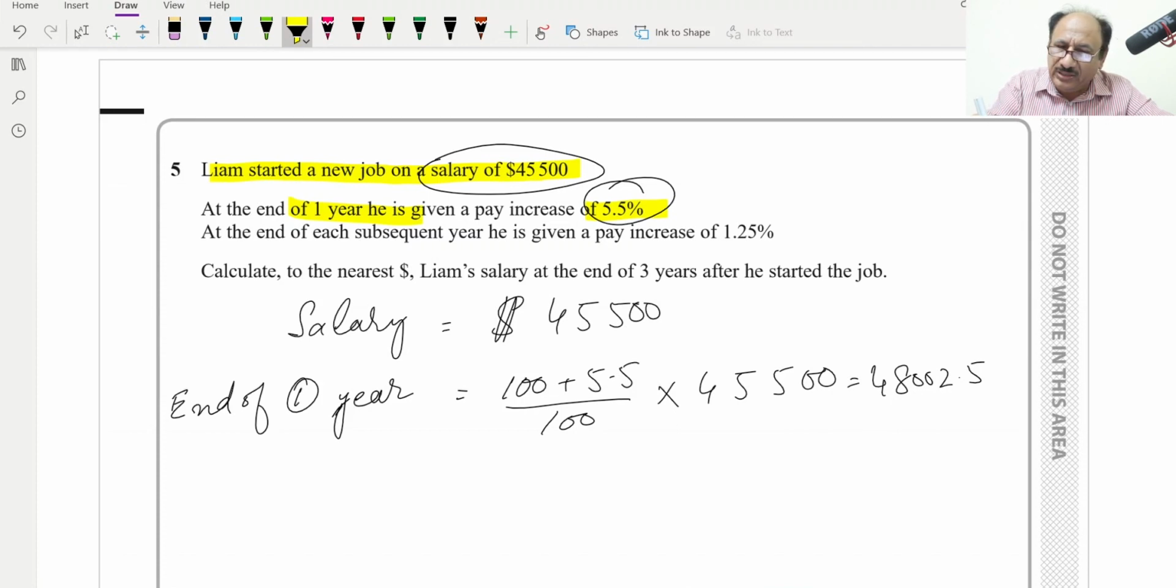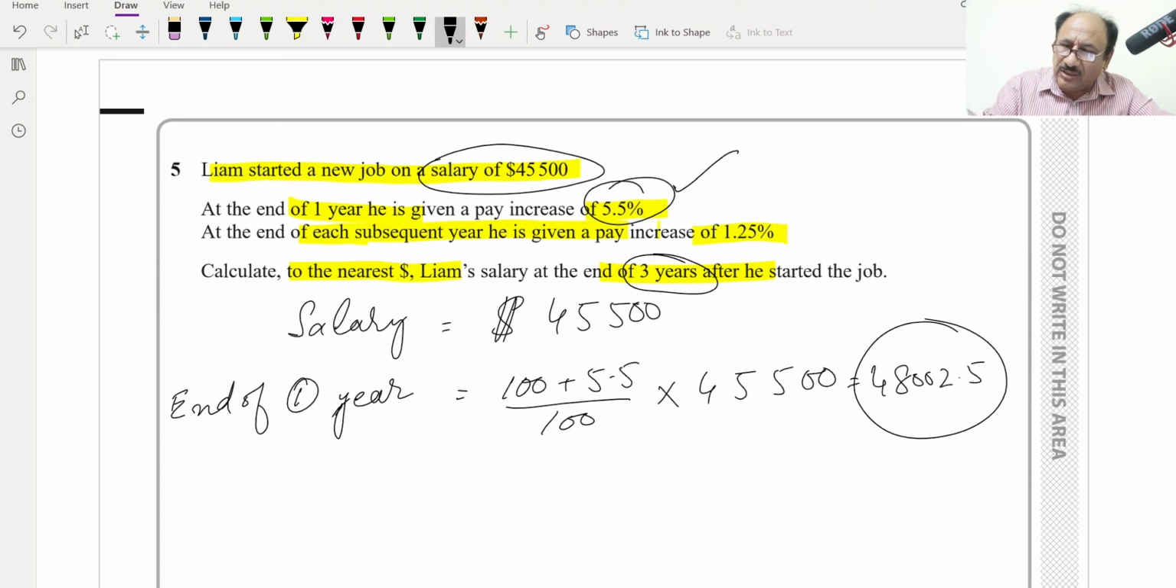Now the next part of the question is saying that at the end of each subsequent year he is given a pay increase of 1.2%, and how many subsequent years are there? Calculate to the nearest dollar Liam's salary at the end of 3 years. Out of these 3 years, 1 year is already gone with the increment which we have calculated, and the salary is this much. So we will be calculating his salary for the 2 remaining years.